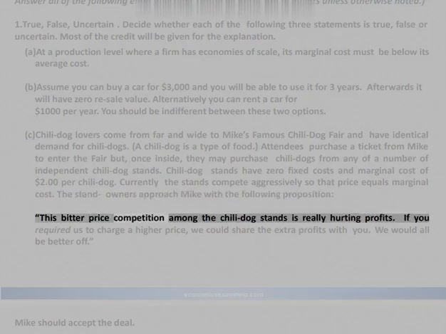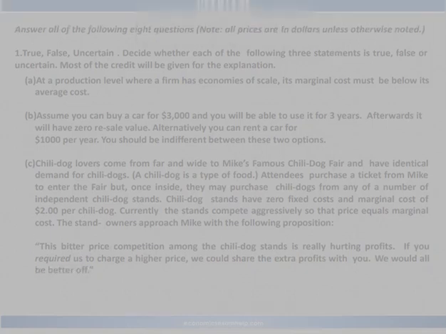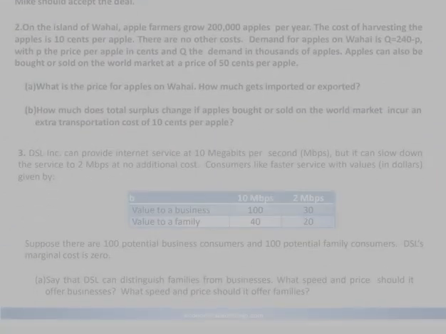This bitter price competition among the chili dog stands is really hurting profits. If you required us to charge a higher price, we could share the extra profits with you. We would all be better off. Problem: Mike should accept the deal.